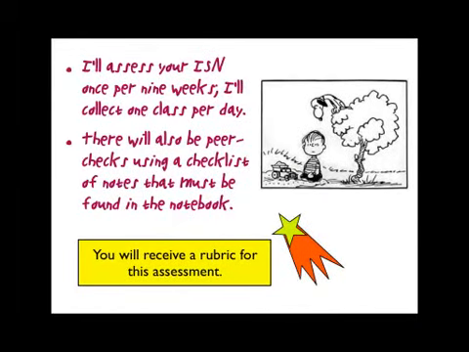I will assess your ISN once per 9 weeks, and I don't know exactly when I'll do it. What I do know is that I will only take up one class per day. So if you hear at lunch that I've collected block 2, block 3 is probably safe. I'll collect one class a day, grade it, and get it back to them. We're also going to be doing some peer checks where you'll get a checklist of all of the right-hand pages that should be there. And they'll do a quick check and you'll get a participation grade for that. My formal assessment, of course, you'll receive a rubric to glue into your notebook.